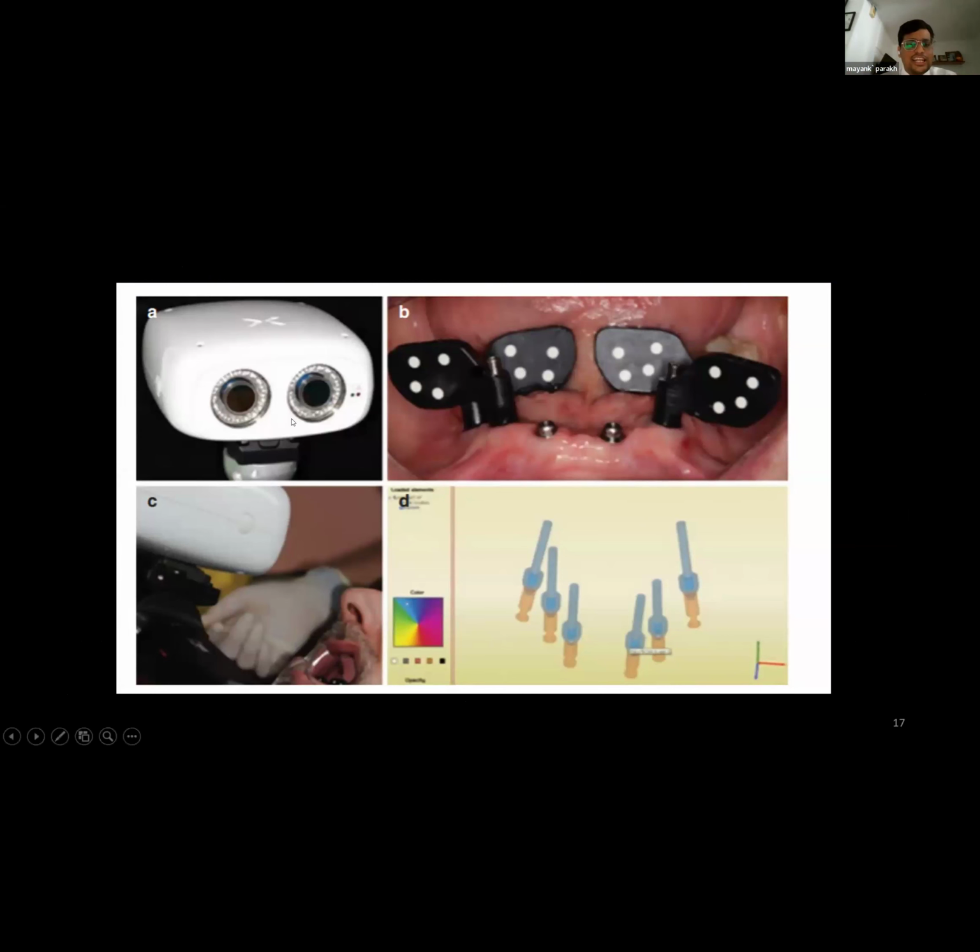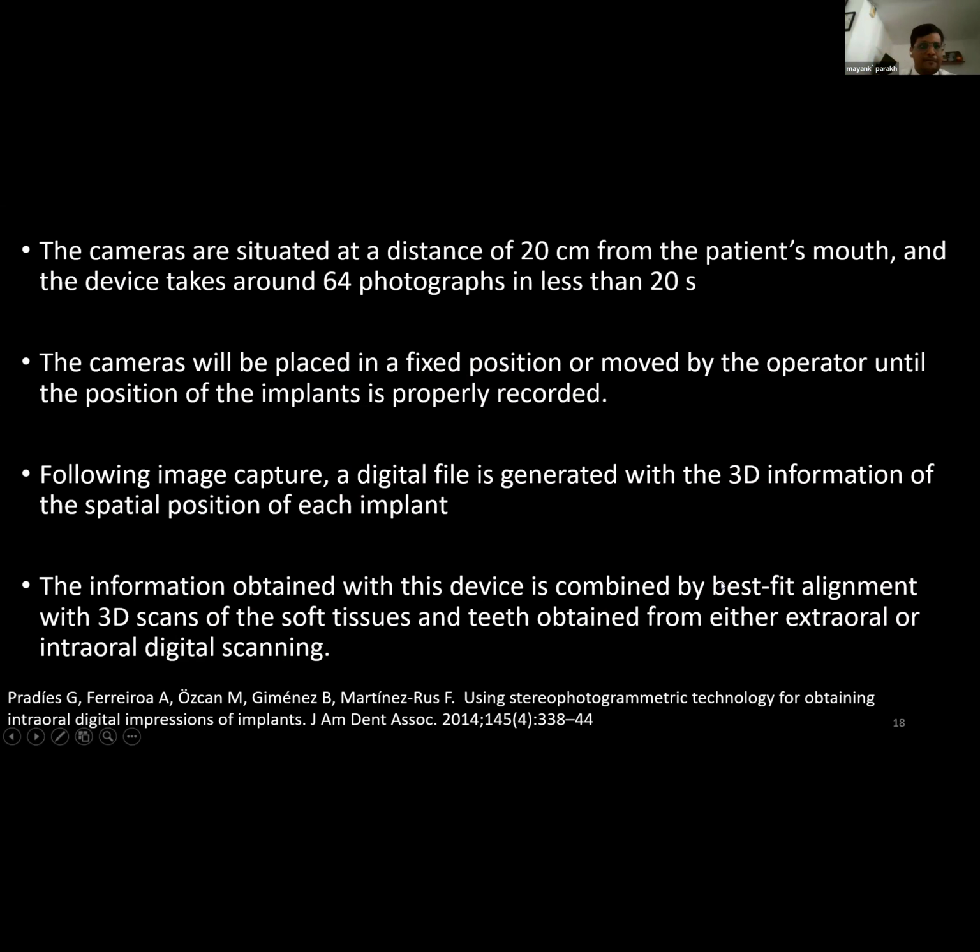As you can see, this is the camera that is used to click the photographs at various angulations. These are the sensors that sense the image position at the spatial position that the implants are currently positioned at. And this is how you get the three-dimensional spatial positioning of these implants.